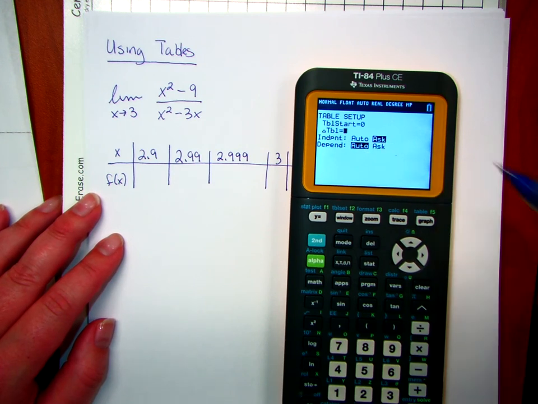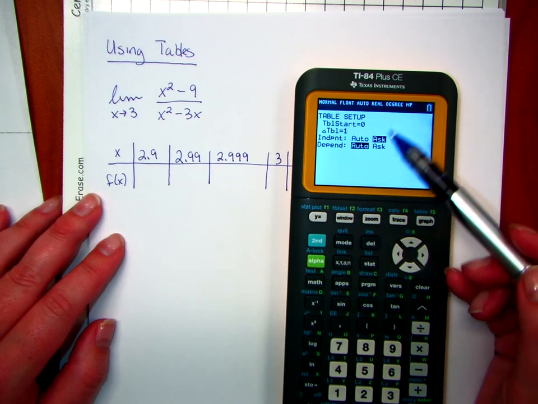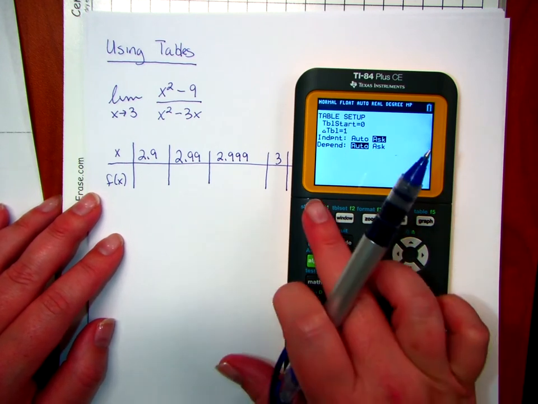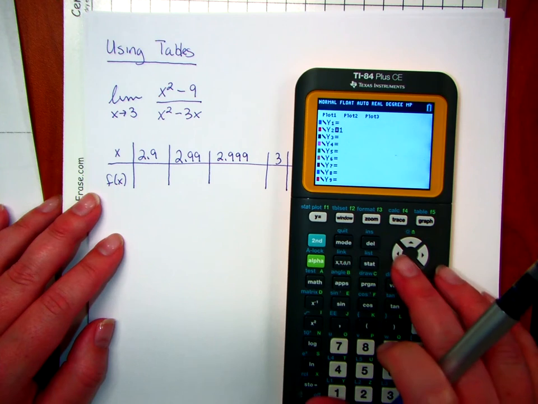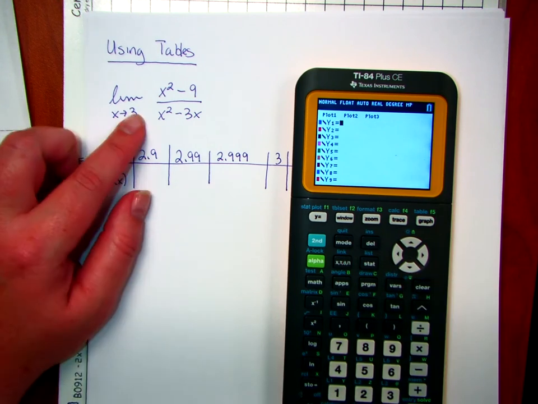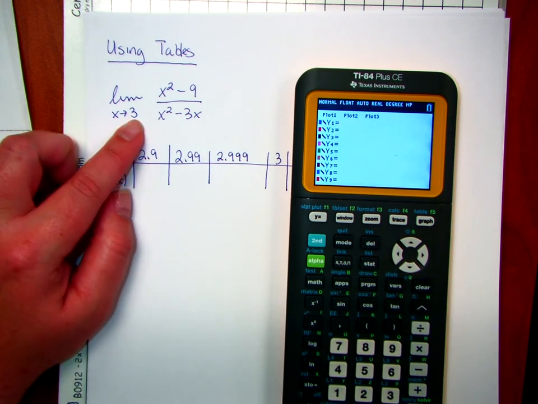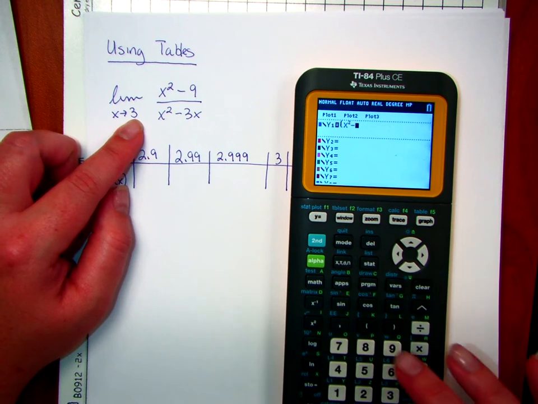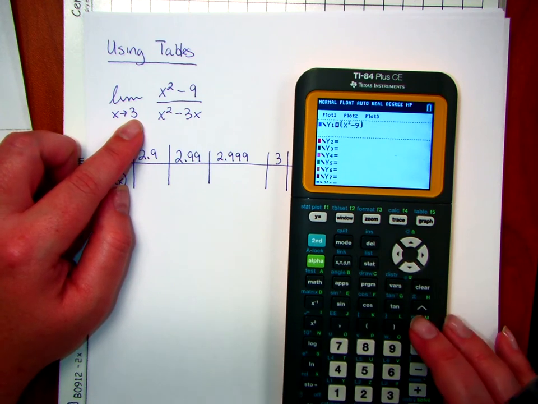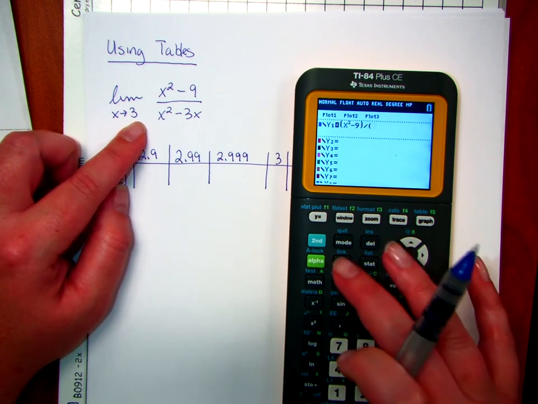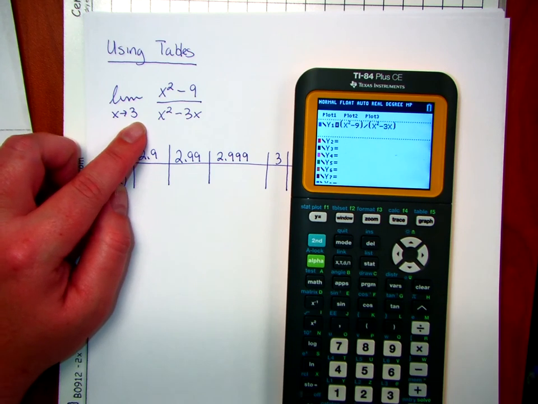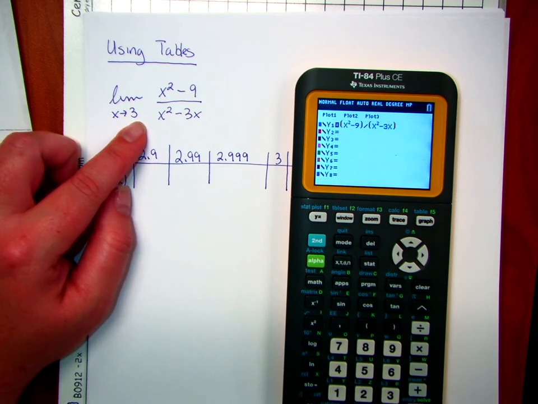Right? So in order to use the table now, we have to have a function in our y equals. So y equals, go ahead and plug the function that we're taking the limit of. So parentheses x squared minus 9, close parentheses, divided by parentheses x squared minus 3x, close those parentheses. Now we have our function in our calculator.